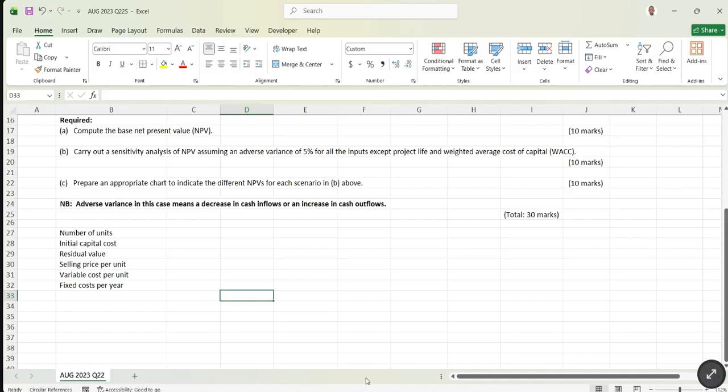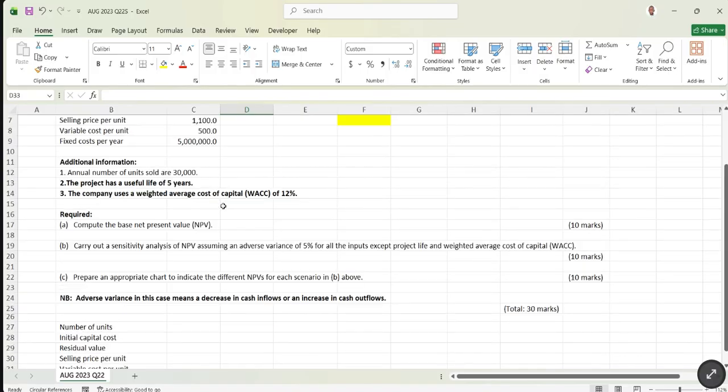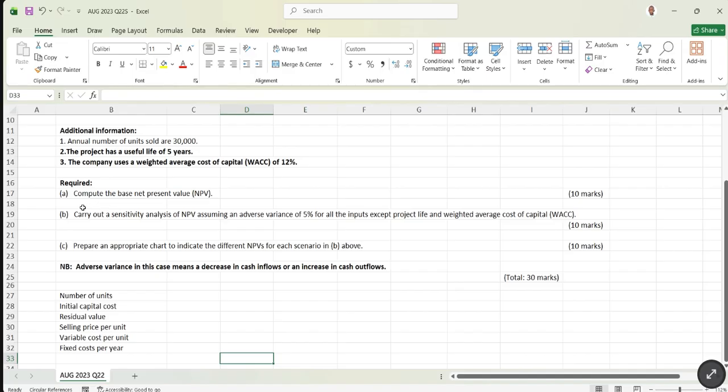Now, we can have the best case. Best case is what these guys are referring to. This NPV here, the NPV on the best case.